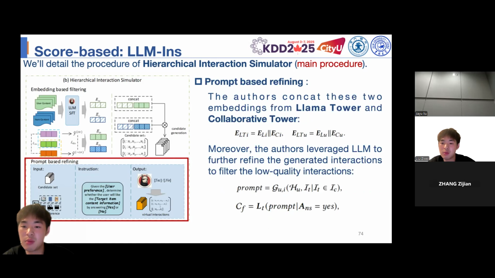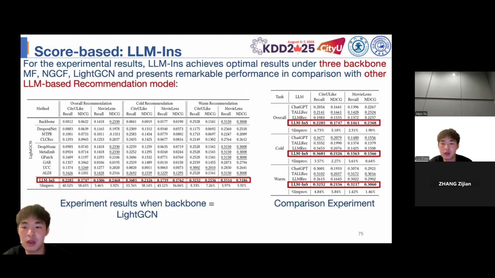And after obtaining the user item embedding from the Llama subtower and collaborative tower, LM-ins leverages prompt-based refining to further refine the generated interactions. It first concatenates the two embeddings together to get the overall representations and utilizes the inner product to avoid them interfering with each other. And then it utilizes well-constructed instructions to prompt the LM to filter the low quality interactions. And experimental results show that LM-ins achieves optimal performance under different backbones and presents remarkable performance in comparison with other LM-based recommendation models.